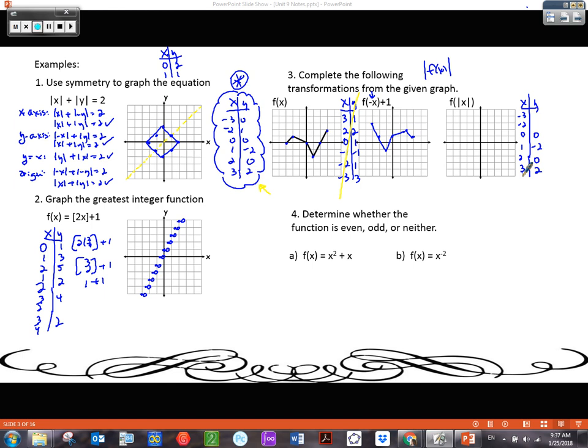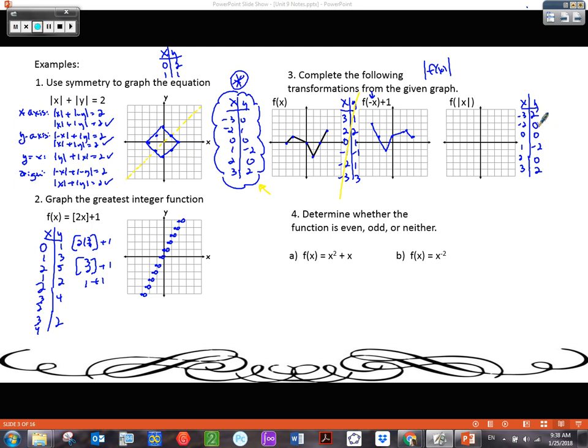I'm putting in the negative 3, and it becomes a positive 3. Well, what output did the positive 3 have? The output the positive 3 had was a 2, so that has to be a 2. So I put in a negative 2, it becomes a positive 2. What output did the positive 2 have? It has 0 as the output, or the y value, so it has to be that.